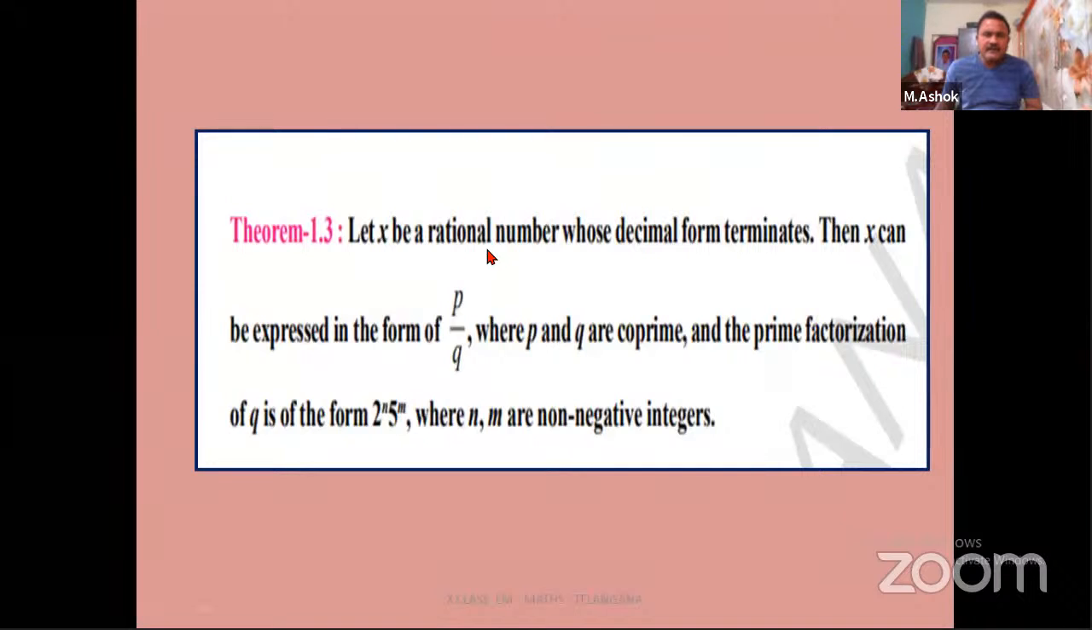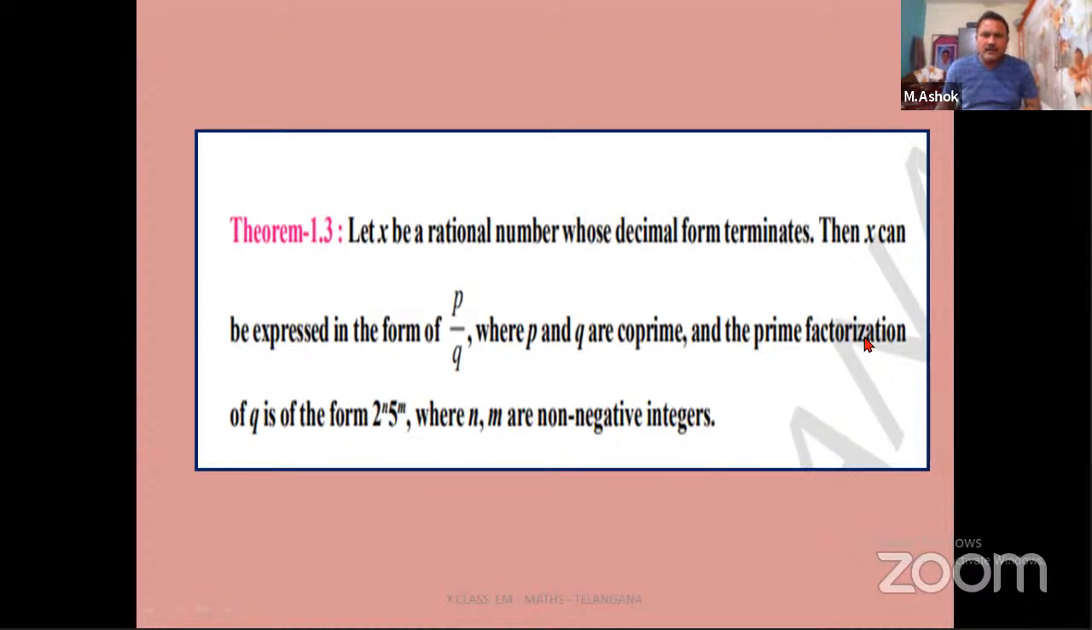Let x be a rational number whose decimal form terminates. Just now we have seen 4 examples, and all 4 are terminating decimals. Let x be a rational number whose decimal form terminates. Then x can be expressed in the form p by q, where p and q are co-primes.